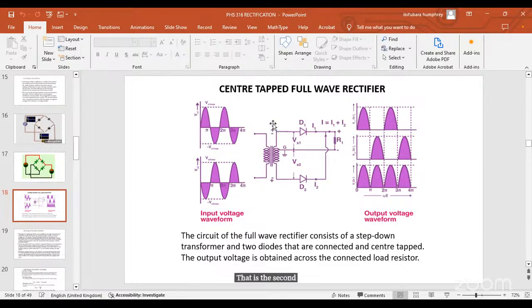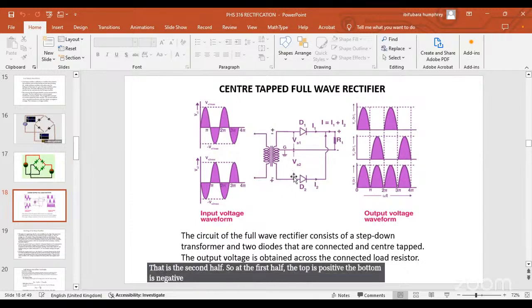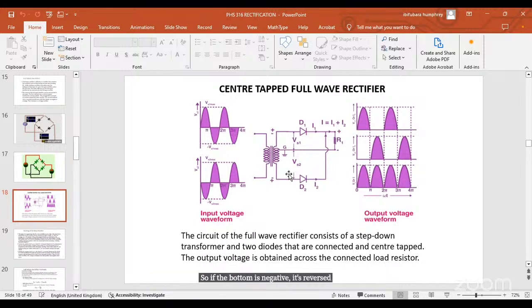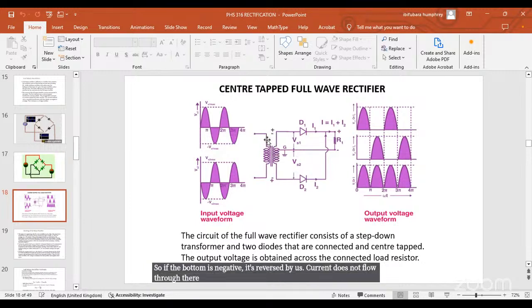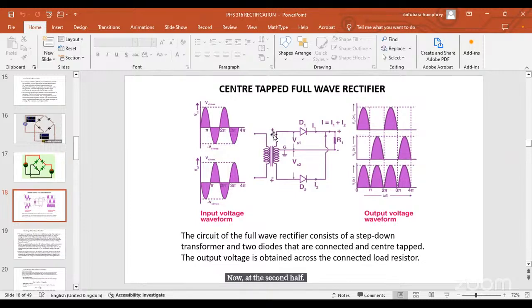So at the first half, the top is positive, the bottom is negative. If the bottom is negative, it's reverse bias. The current does not flow through there. Now, at the second half, the top assumes negative and the bottom assumes positive, and current flows through only D2. And D1 becomes like a reverse bias diode, and current will not flow through that.